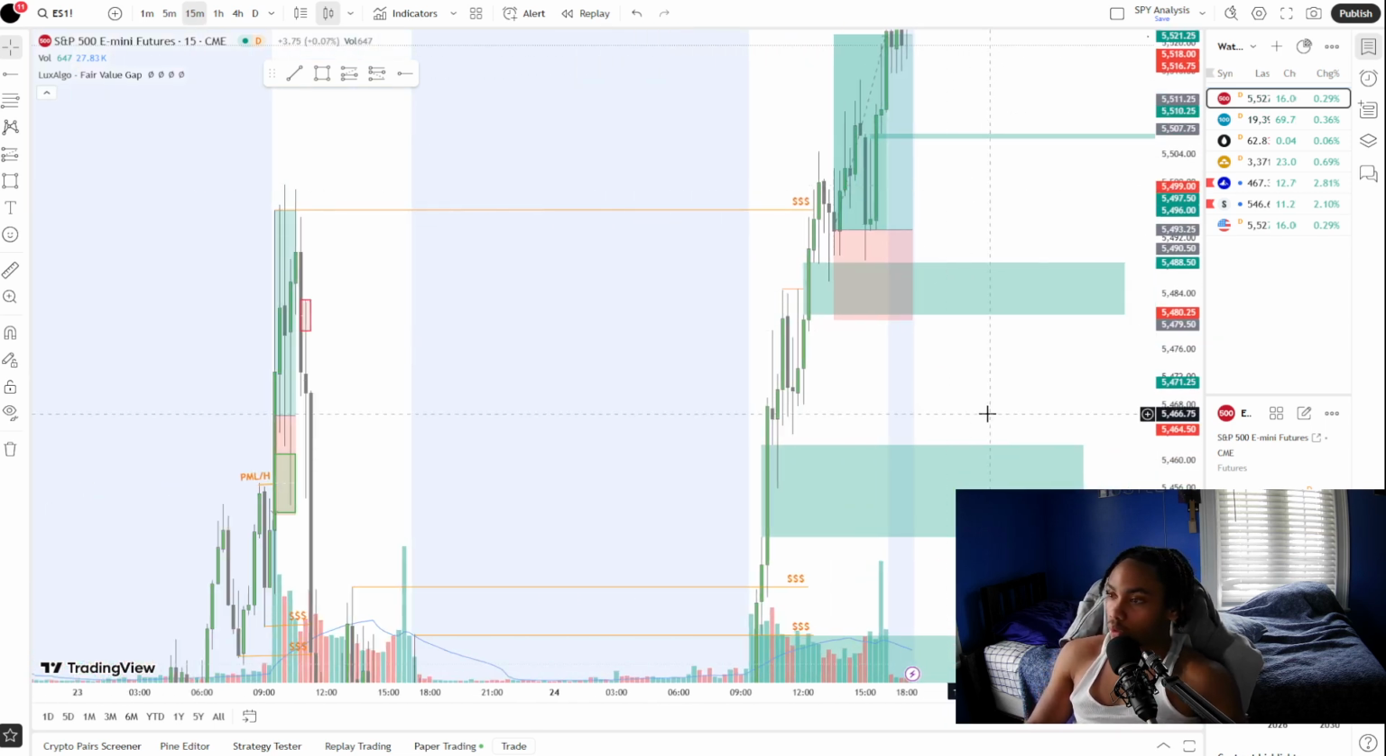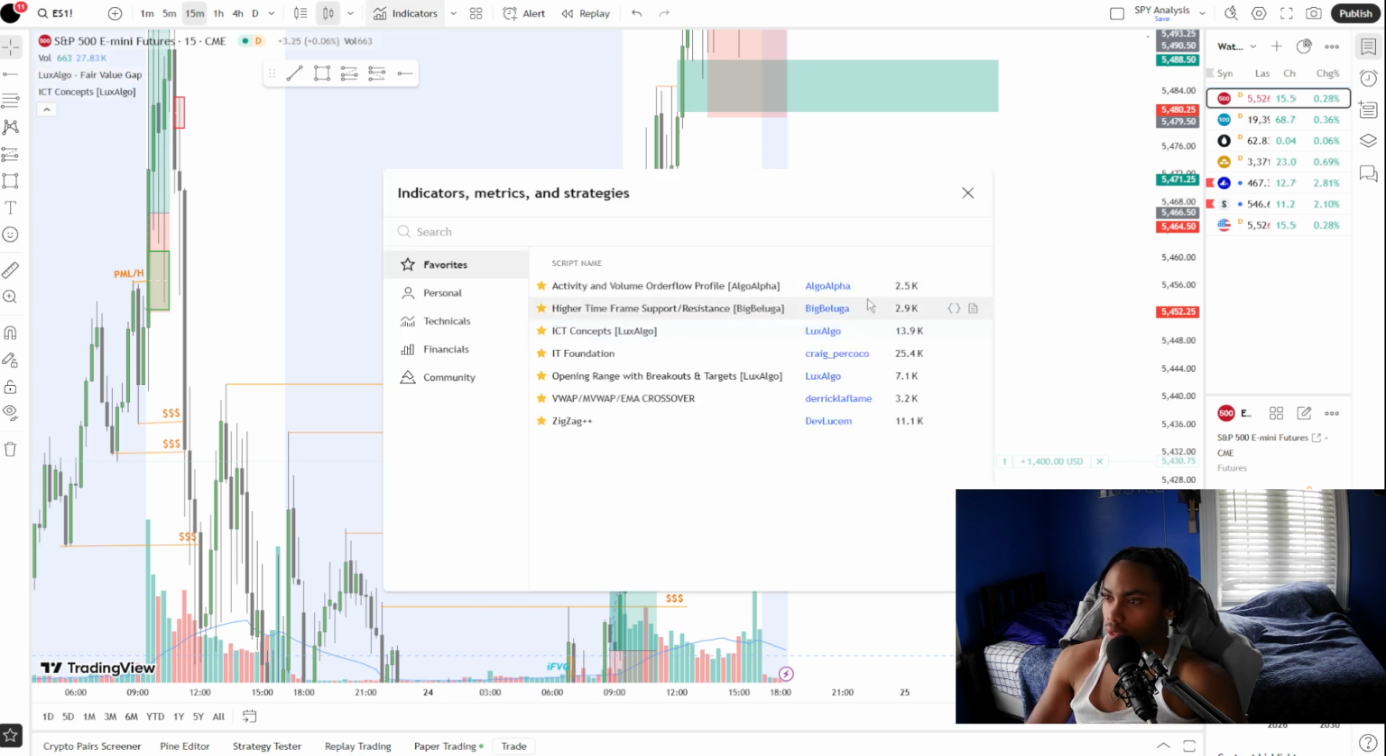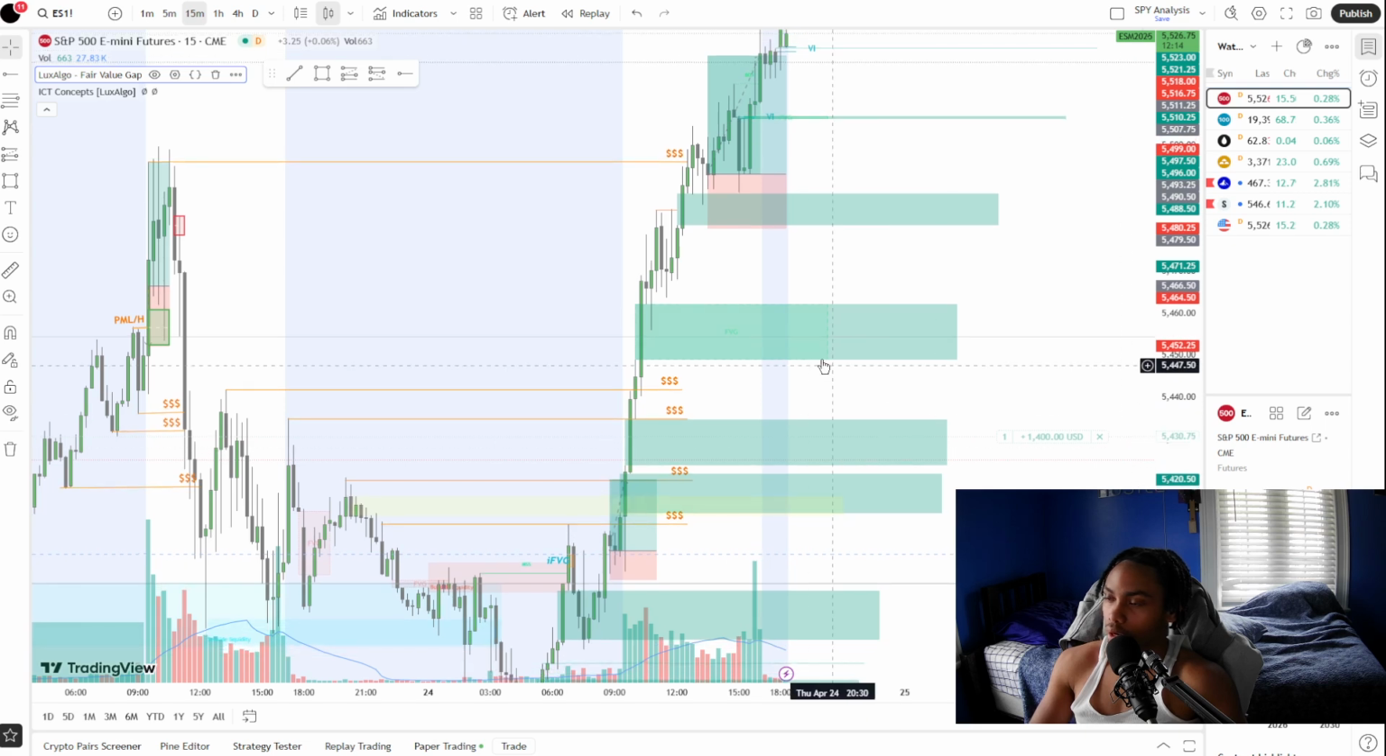Keep everything simple. As you can see, I don't have any other extra indicators on here. I should have another indicator on here. I don't know where my ICT indicator is. My ICT concepts. Yeah. We just keep that on there.